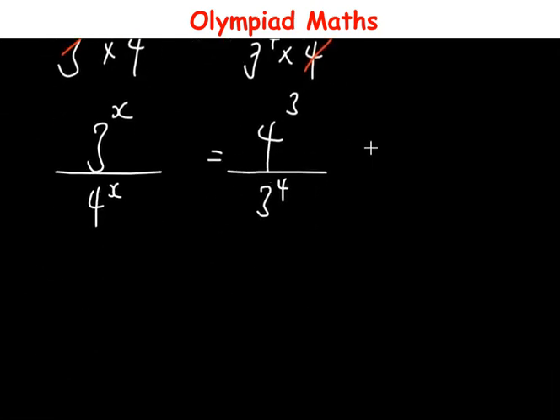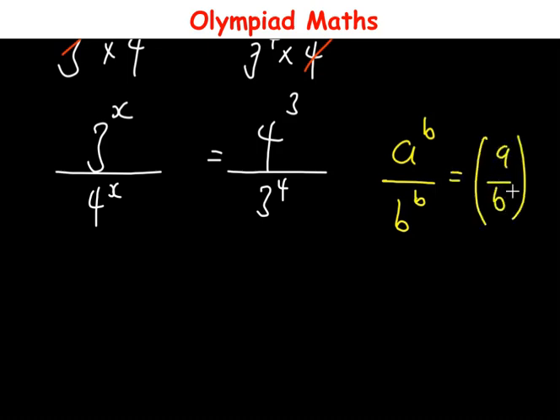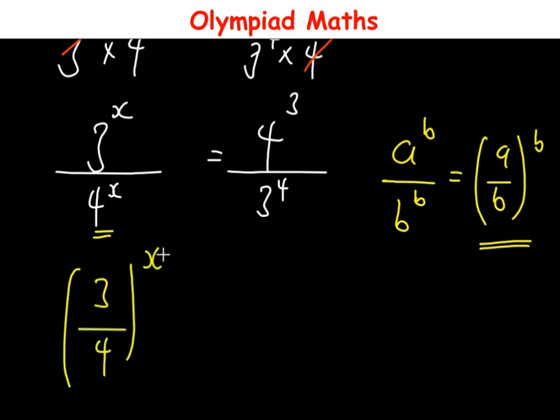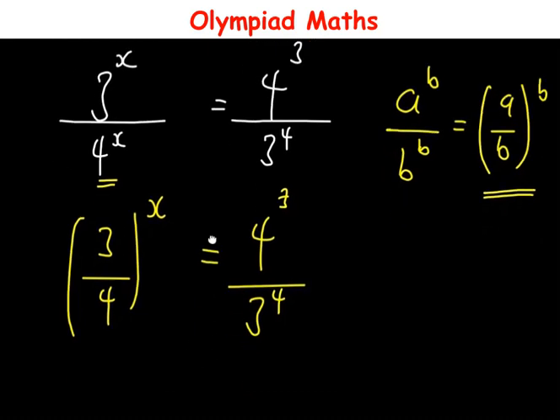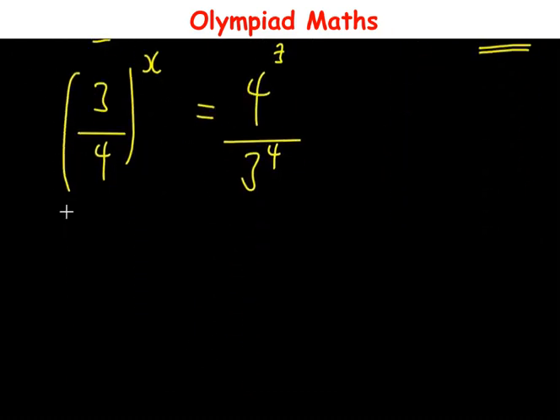Applying this rule of indices, that if you have a raised to power b over b raised to power b, this equals in bracket a over b all raised to power b. Applying this rule right here, this becomes in bracket 3 over 4 all raised to power x. Then this equals 4 raised to power 3 over 3 raised to power 4.